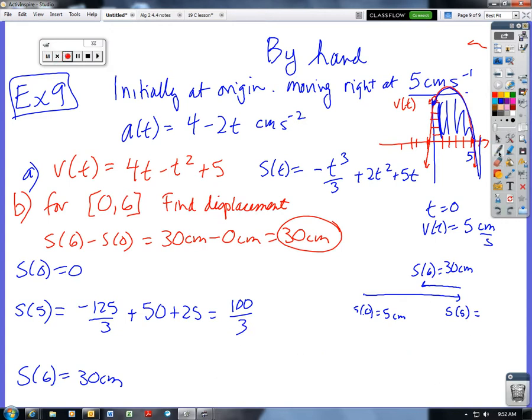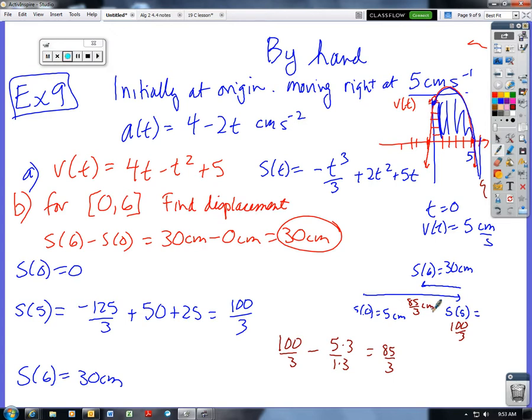We do want our motion diagram. I do not want to erase that. Let's go to a new color. So to get the total distance, we need to get the distance from 0 to 5. We know that because S of 5 is 100 thirds. So that total distance would be 100 thirds minus 5. Okay, I'll get a common denominator. 100 minus 15 is 85 thirds. So it goes 85 thirds of a centimeter.